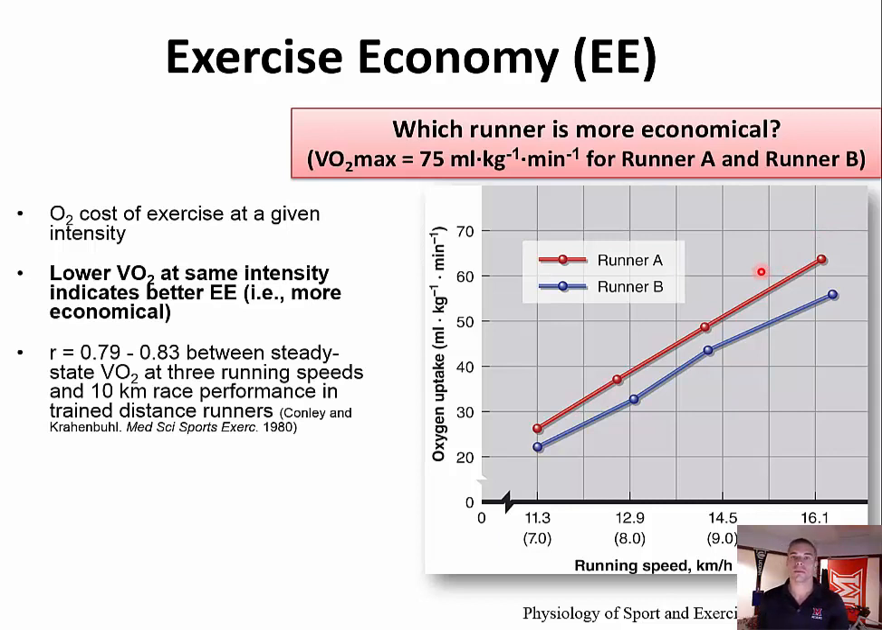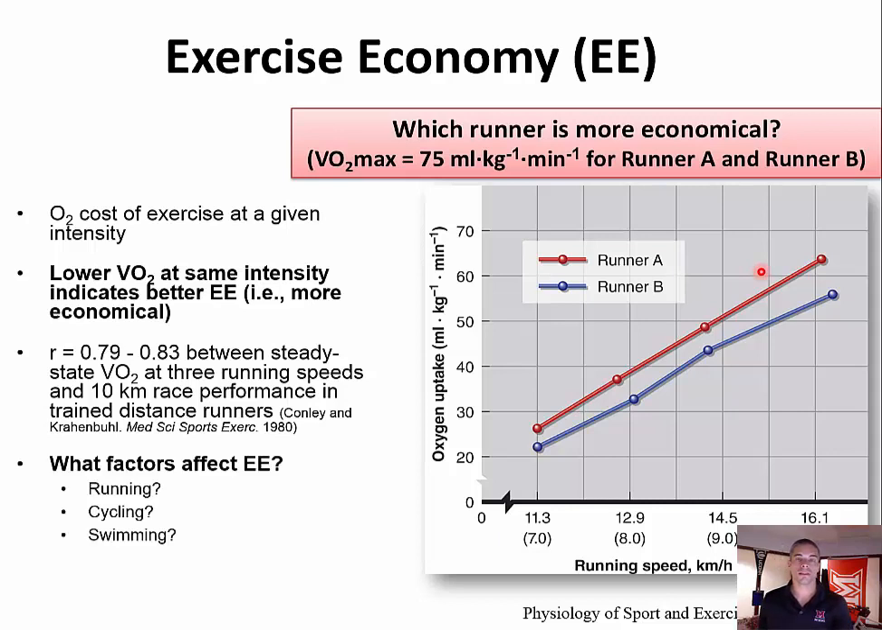Now if we go back and look at some of the primary literature, this study published back in 1980 found a high positive correlation between steady state VO2 at 3 different running speeds and 10-kilometer race performance in trained distance runners. And that's typically how we assess a person's exercise or running economy, is having them run on a treadmill or exercise on some other modality for several minutes of duration at a specific intensity in order to determine their steady state oxygen consumption.